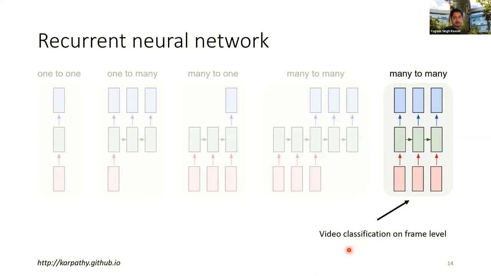What this is trying to explain is you have a video and you want to know, at each frame, what activity is happening or which objects are present. So you don't have to look at all the video for that. You just look at the frame and make the prediction.